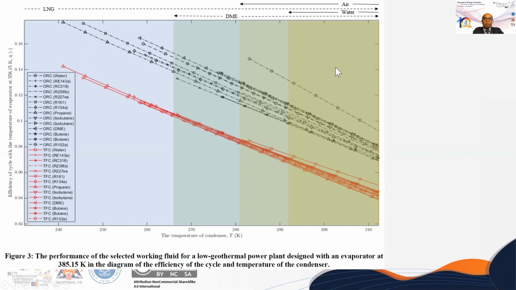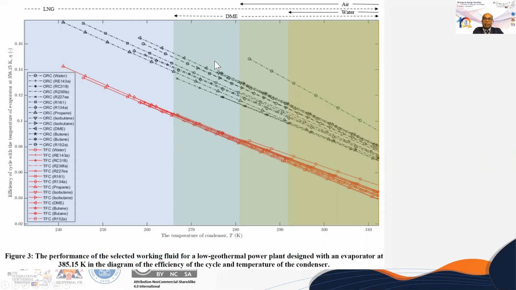Generally, ORC performs good efficiency. And because of this efficiency, the black one is above this red one, right? At a certain temperature, water as working fluid in the conventional Rankine cycle performs better than the other ones. In our study, we are reporting that at a certain temperature, DME or propane or other organic working fluids also perform better efficiency than water.